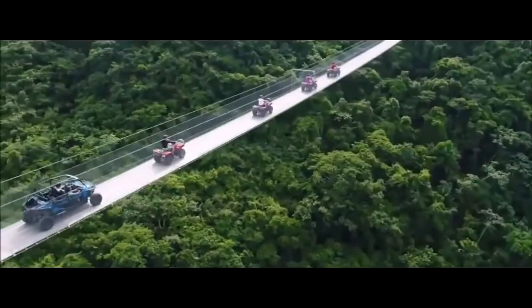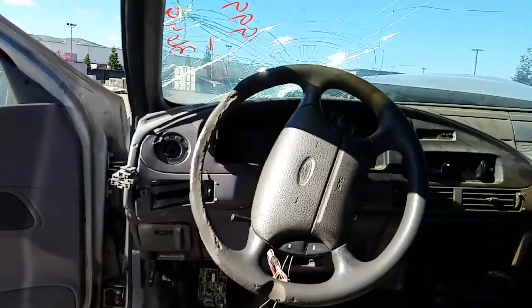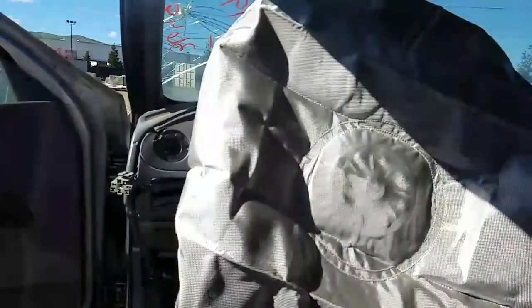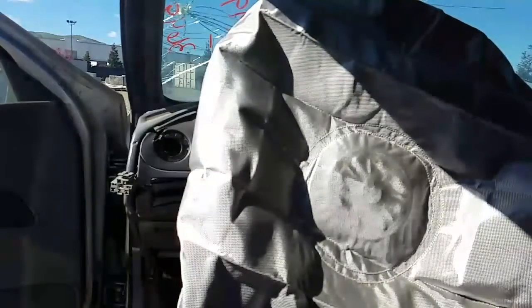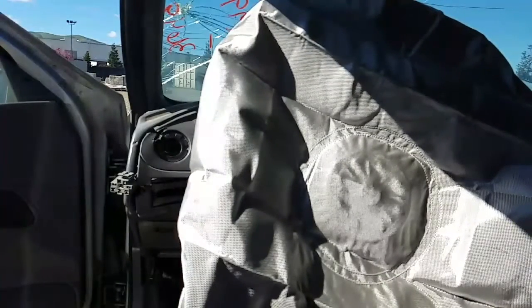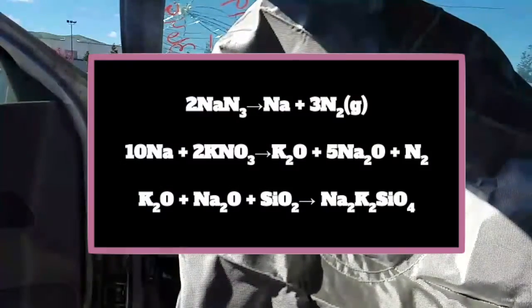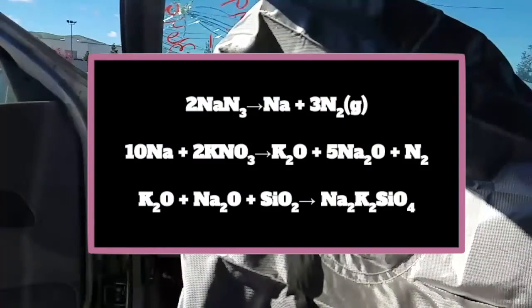There are several factors to consider in order for an airbag to be useful as a protective device. The bag must deploy and inflate within 40 milliseconds. The system must be able to detect the difference between a severe crash and a minor crash. Here are the balanced chemical reactions that take place in the chemistry of a car airbag.